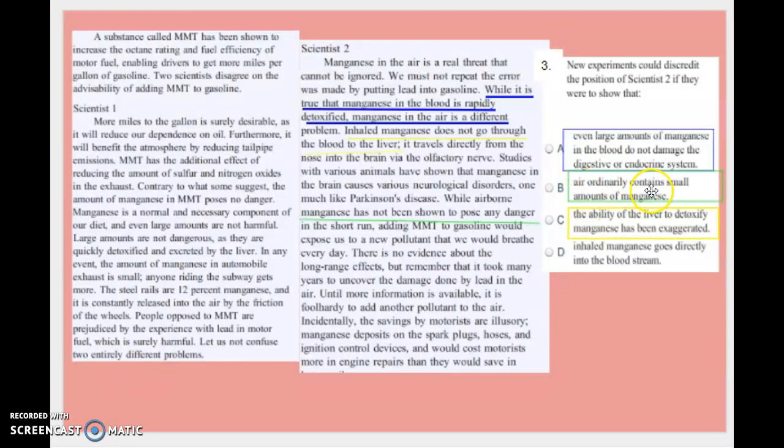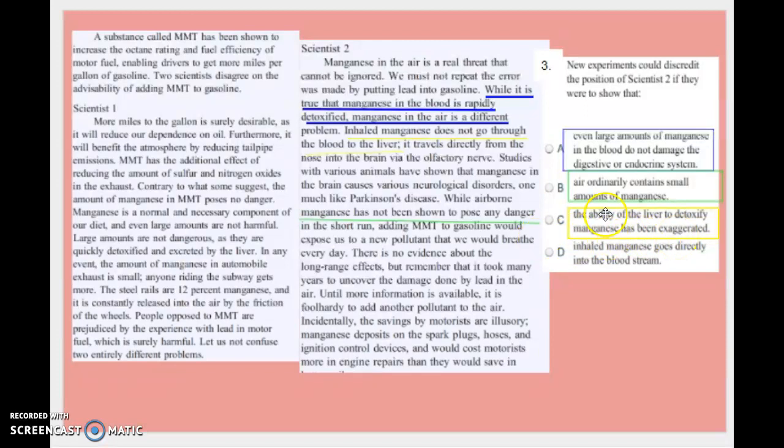Letter B. Air ordinarily contains small amounts of manganese. Well, if you read down here, he says, while airborne manganese has not been shown to pose any danger. That means he's already aware there already is a small amount of manganese in the air. We have that naturally. He's a scientist. He's researched that. That didn't disprove anything he said. He addressed that. C, the ability of the liver to detoxify manganese has been exaggerated.